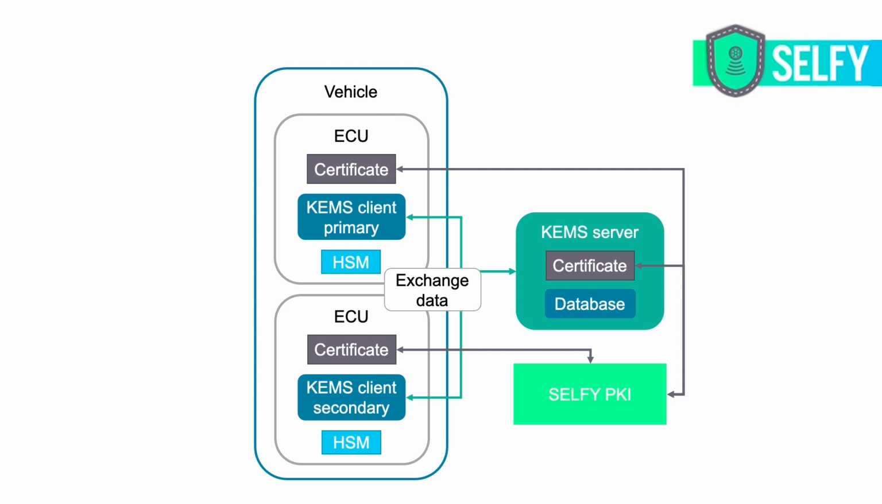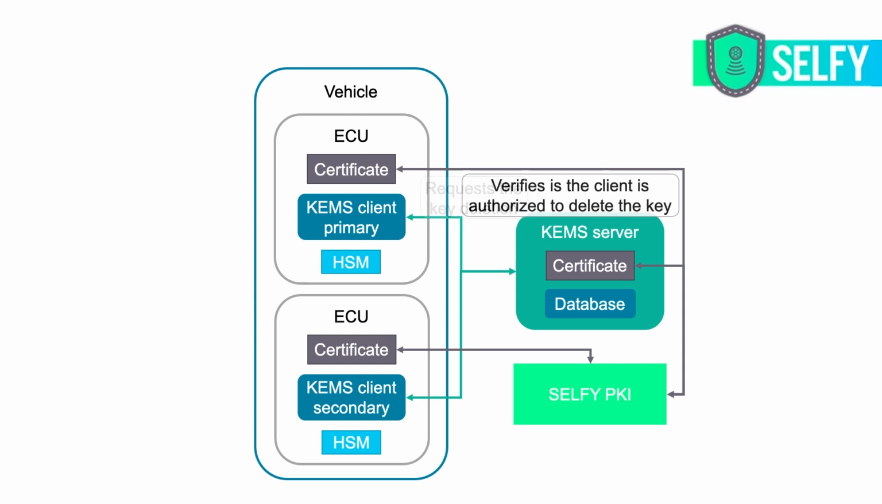Then, both clients have to exchange the required information to decrypt the key, which can then be used to decrypt shared data. The key is exchanged through a secured connection using OpenSSL and OpenQuantumSafe for post-quantum algorithms. When the key is no longer needed, the primary client requests its deletion by the KEMS server. If the client is authorized to delete the key, the KEMS server removes the key from its database.